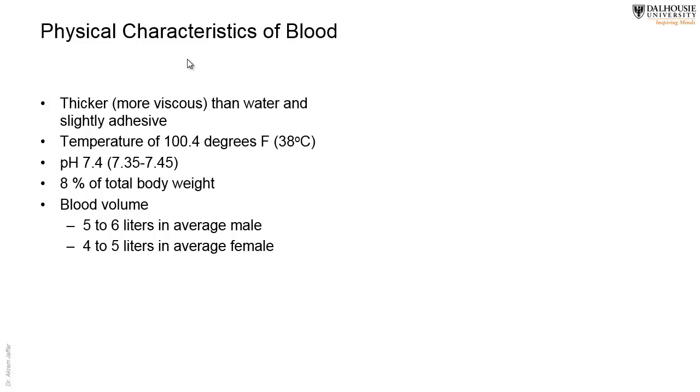The volume of the blood is about 5 to 6 liters in the average adult male, and 4 to 5 liters in the average adult female. This difference in the volume is related to the body volume. Per volume it's the same between male and female, but because the total volume of the average male is bigger than that of the average female, there is a difference in the amount of blood circulating in either of them. 5 to 6 liters in the male and 4 to 5 liters in the female.